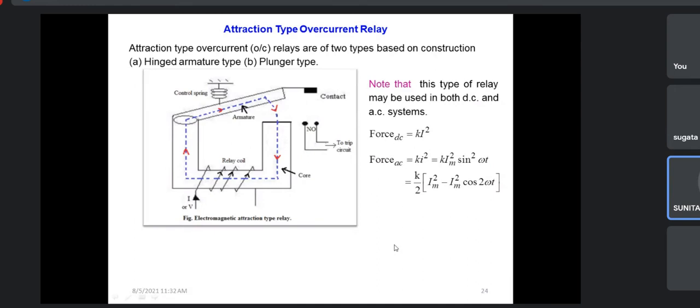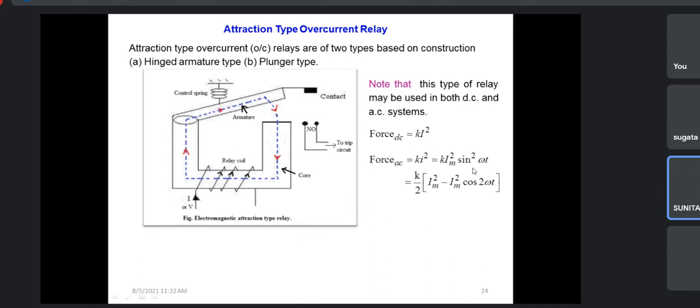Obviously, when there are two currents, this current will induce another current, so there will be an interaction of the two currents. For that, a force will be derived that is proportional to I square. If the current is DC, then the force will be K i square. This derivation I think you have done in your electromagnetism classes. If the current is AC, then K i square, where i is Im sin omega t.